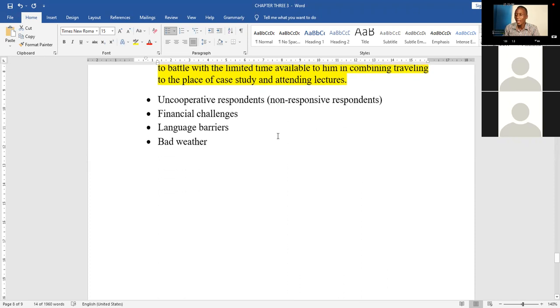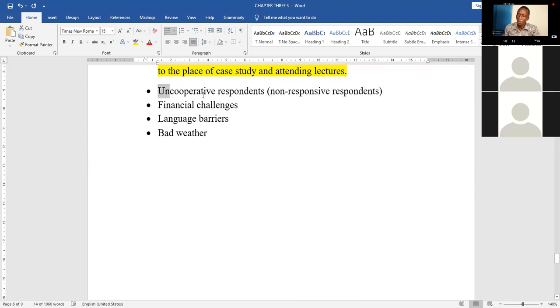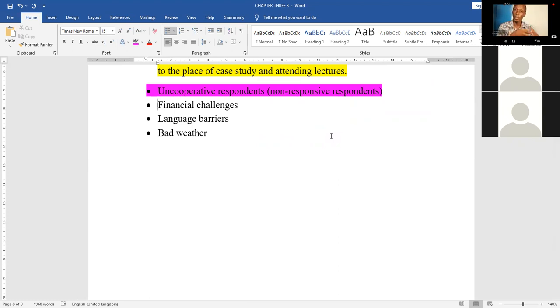Then we also have another one, which is uncooperative respondents. Sometimes you can be carrying out research in a certain area, and the respondents, the people that are supposed to fill in your questionnaires or that you're supposed to interview, are not responding. They are not collaborating with you. What do you do? That is going to be another challenge. We're not saying these are the challenges that you will face, but you might face them.